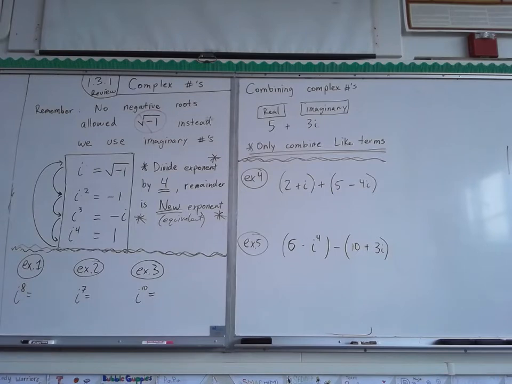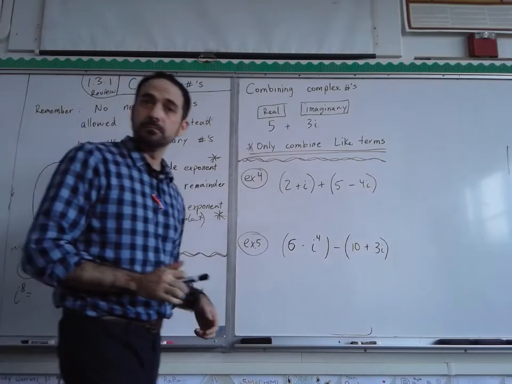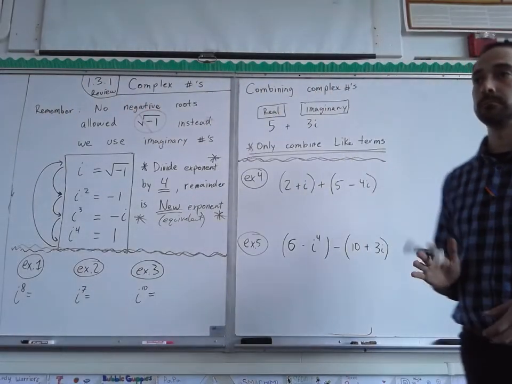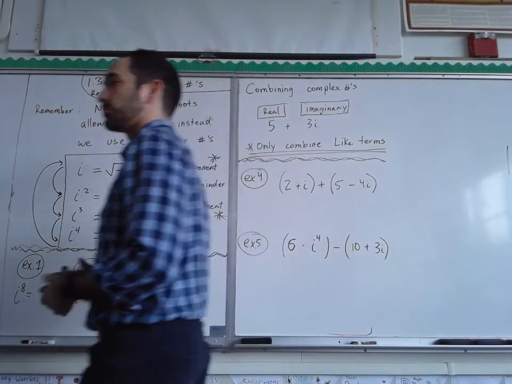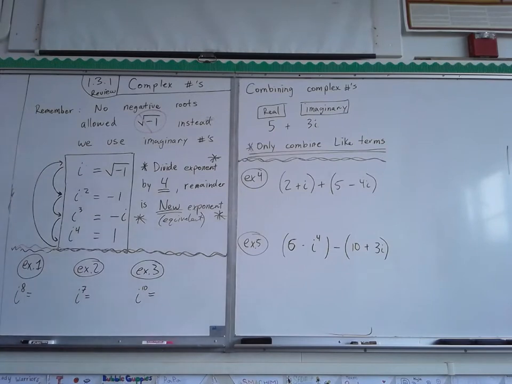Just count it out. You can do it that way, Lawrence, at this point. But when you get like i to the 52nd, that's going to take too long, because when I did divide it by 4, I got 2, right? But what's the remainder? Remainder is 0. So i to the 0, anything to the 0.